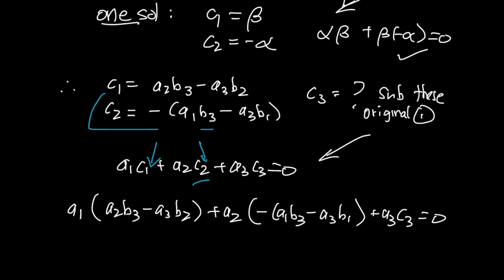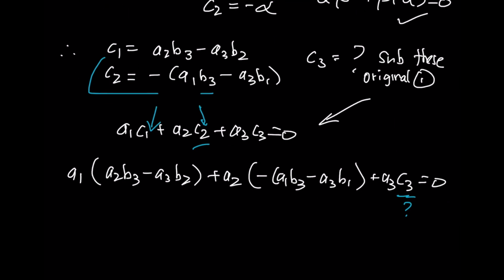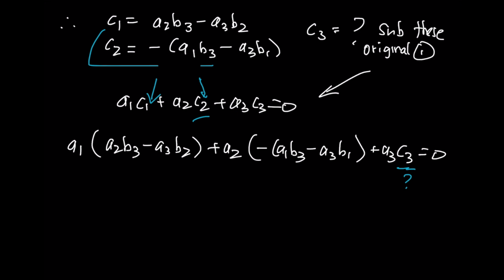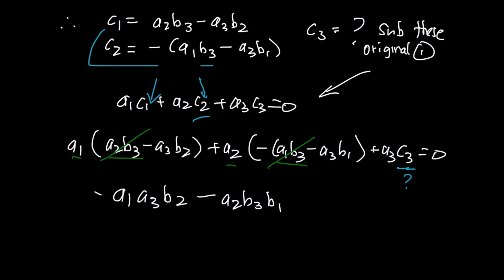This is the thing that I'm looking for. I'm going to do a little bit of algebra to clean this up. This term multiplied with that is the negative of this term multiplied with that, so that'll go away. I will have an A1 times negative A3B2. I will have a negative A2B3 times B1, and then I'll have an A3C3 is equal to 0.